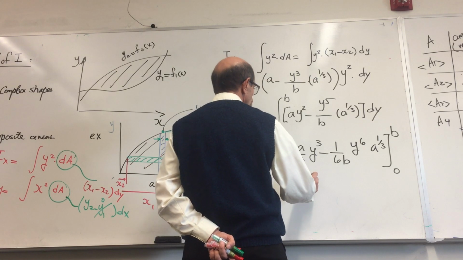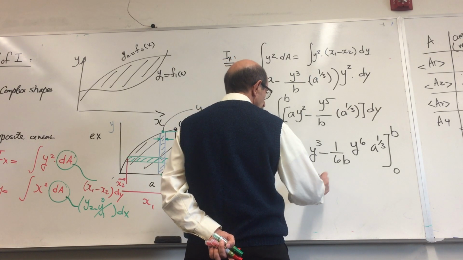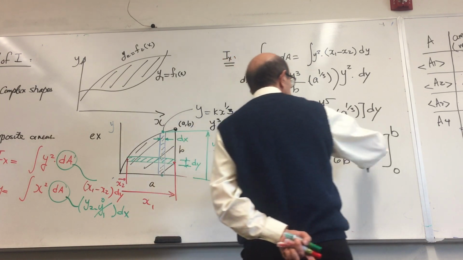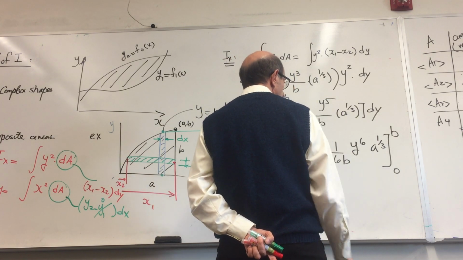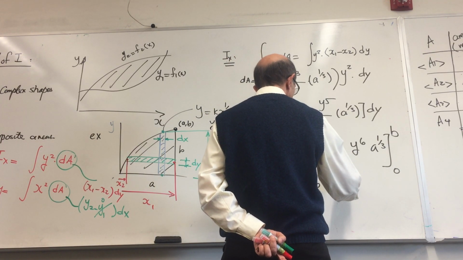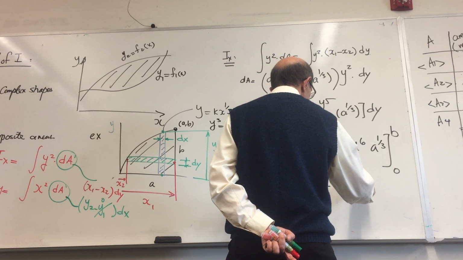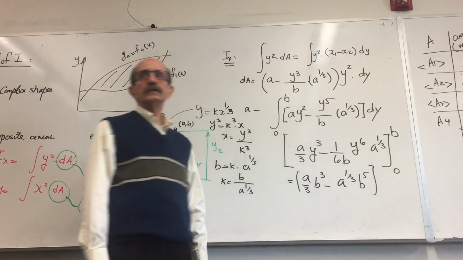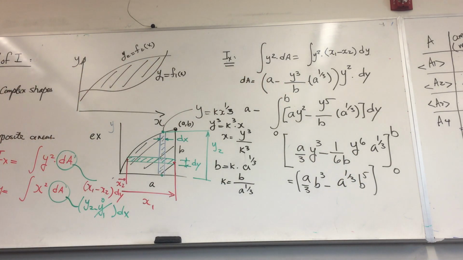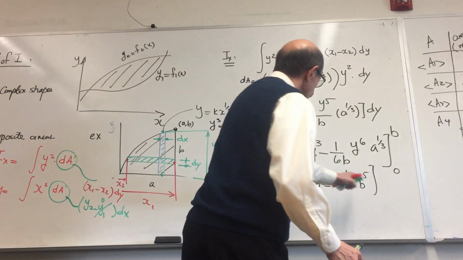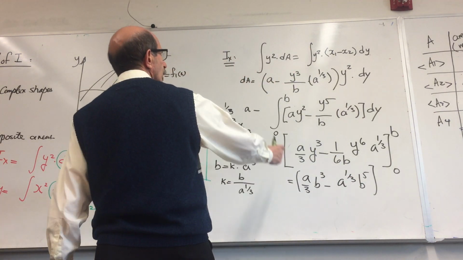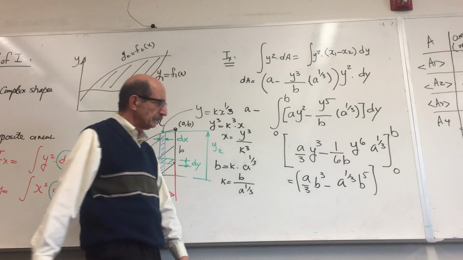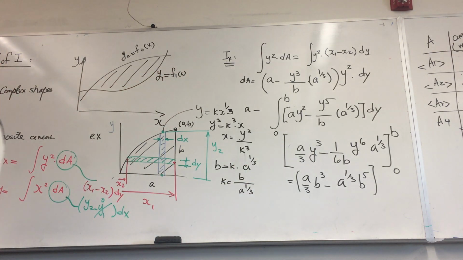And you have a over 3 b cubed minus, that would be b to the sixth, b to the fifth, so you have a to the 1/3, b to the fifth, and so on. So basically you find that. I hope I didn't do it too quickly, because that doesn't look right, especially the order, it shouldn't come out like that. But anyway, that's basically it.